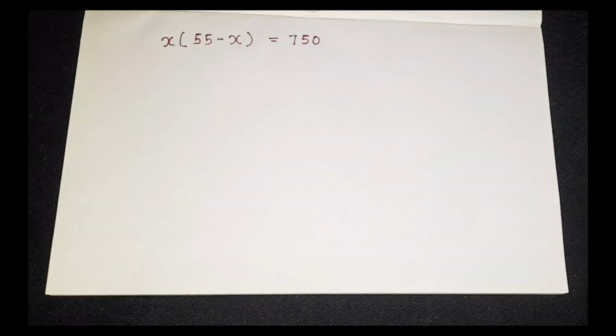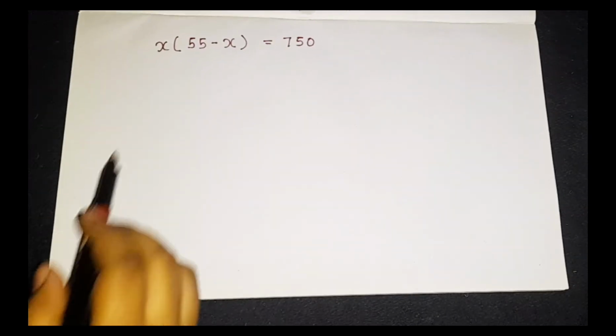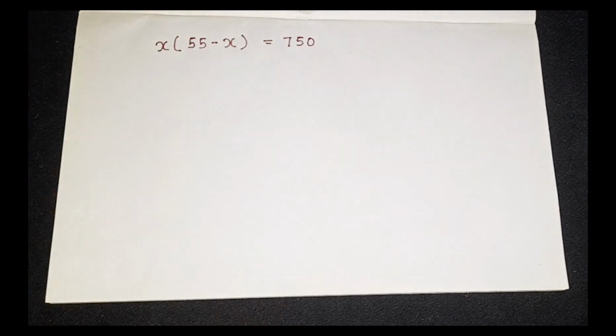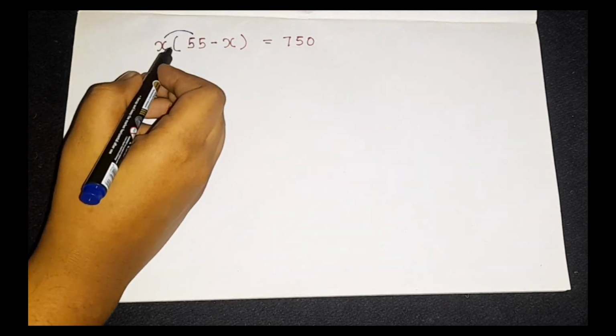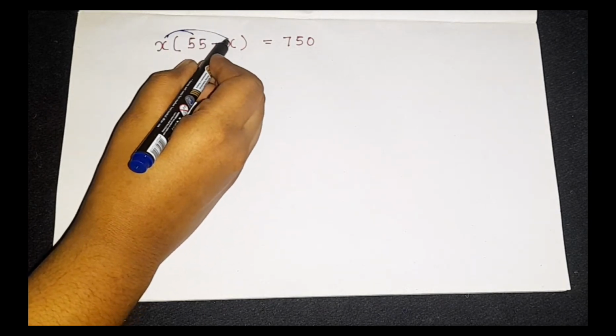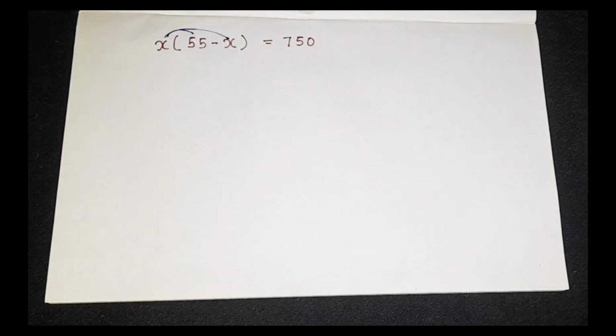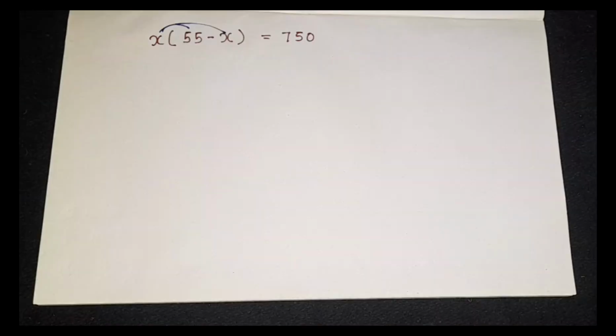Okay, so now we are going to be multiplying these values, like we did in exercise 4.1, the first question. First we are going to be multiplying this x with 55 and this x with minus x. Alright, so simple. We are multiplying x with 55 and minus x. Why? Because here it is in the bracket. Alright, now let us multiply it.